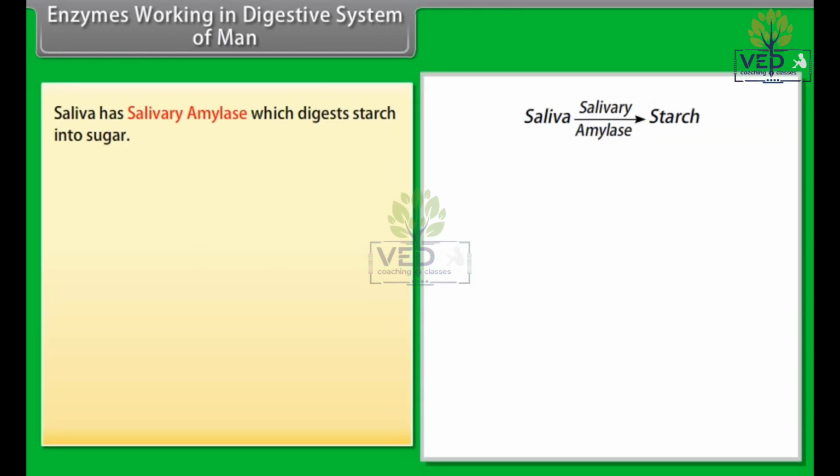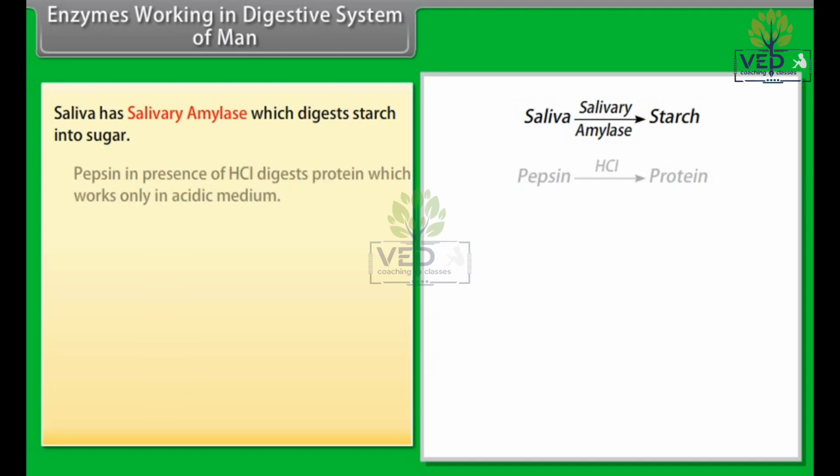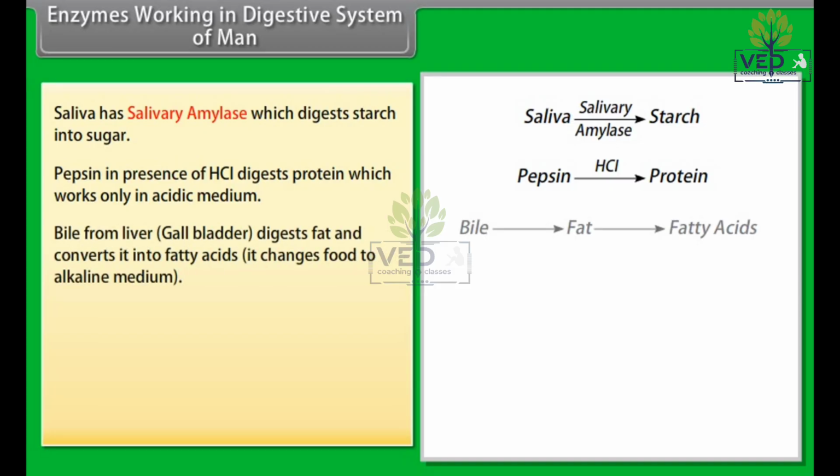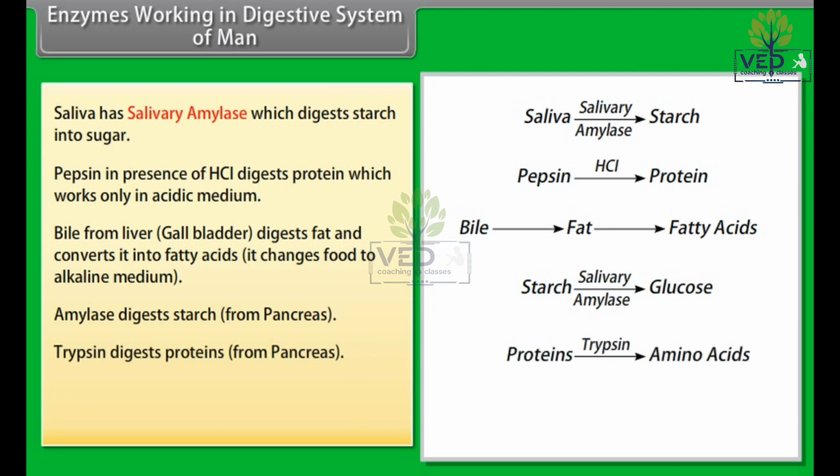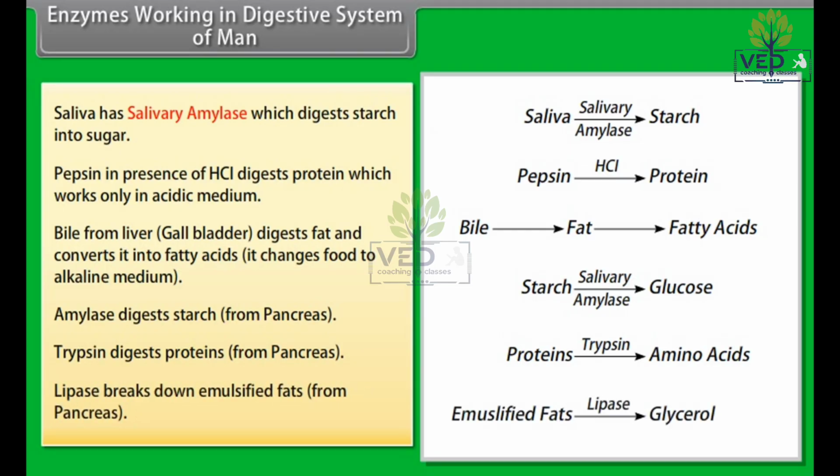Saliva has salivary amylase, which digests starch into sugar. Pepsin in the presence of HCl digests protein, which works only in acidic medium. Bile from the liver, stored in the gallbladder, digests fat and converts it into fatty acids. It changes food to alkaline medium. Amylase from the pancreas digests starch. Trypsin from the pancreas digests proteins. Lipase from the pancreas breaks down emulsified fats.